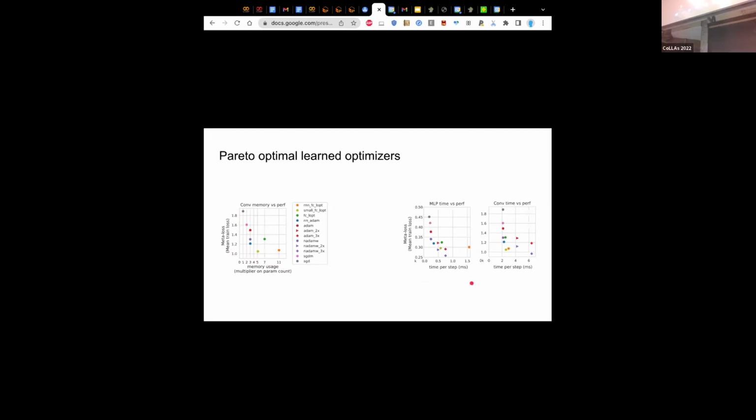Similar story for compute overhead. Now, instead of the x-axis being memory, we have the x-axis being the time per step. We see again, hand-designed optimizers are in the upper left here. You have expensive learned optimizers in the bottom right, and then our optimizer, the yellow dot, is closer to the Pareto frontier.